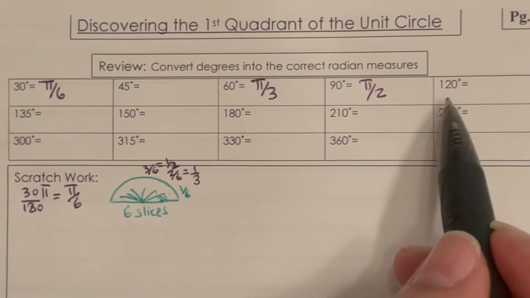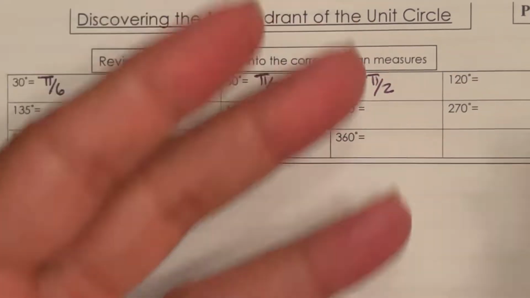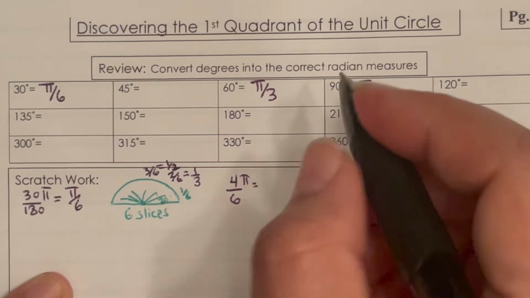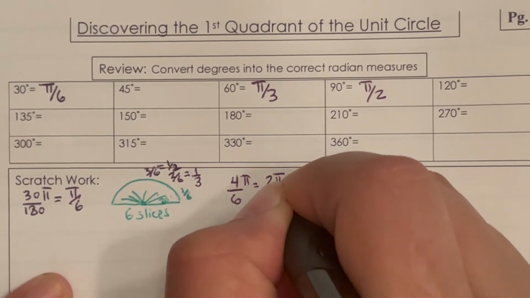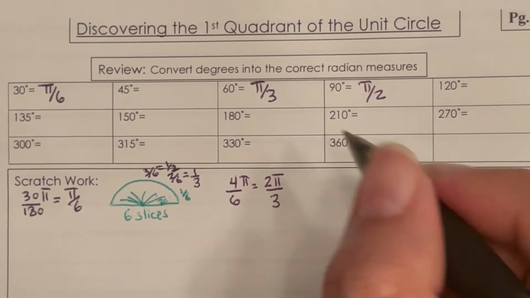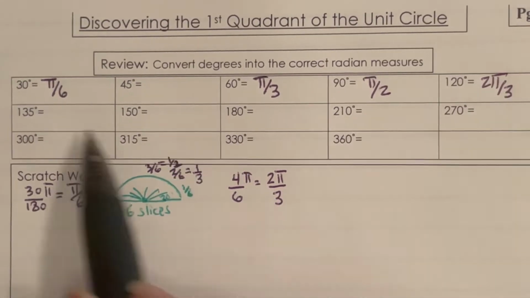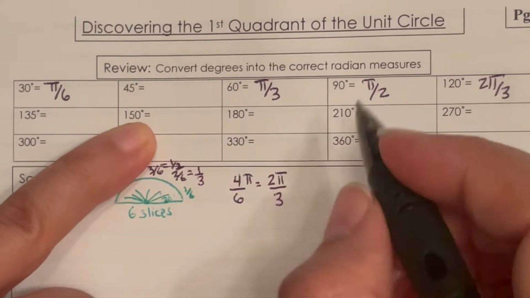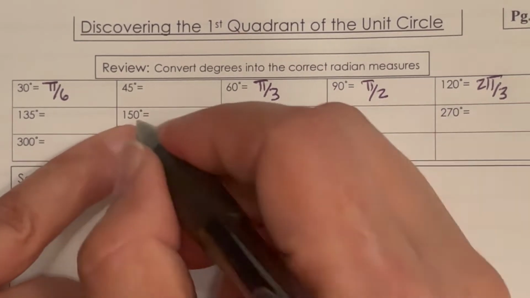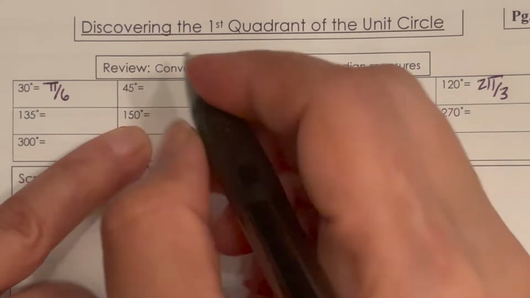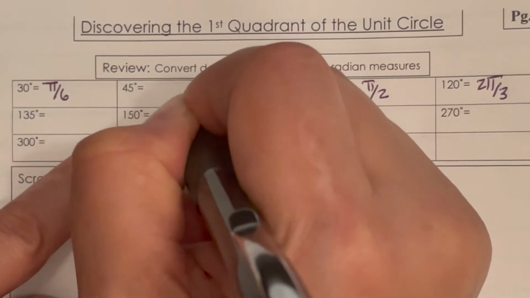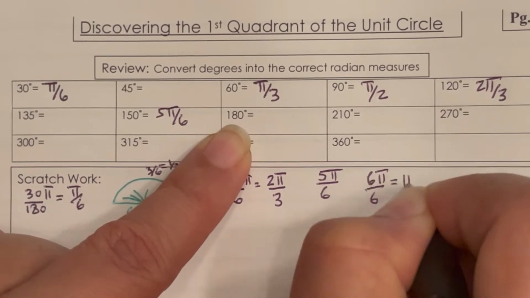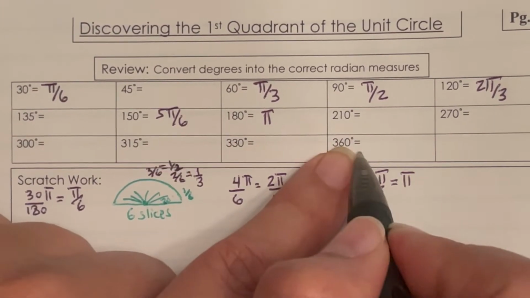120, 3 goes into 12 4 times. So that'd be 4 slices. Again, 4 out of the 6 slices. That would simplify to 2 over 3. So that's 2 pi over 3. Going to skip the 135 because 30 doesn't go evenly into that. Let's go to 150. 3 goes into 15 how many times? 5 times. So that will be 5 slices. So 5 out of the 6 pi, and it doesn't simplify. 180, 3 goes into 18 6 times, so we're going to have 6 slices. So 6 over 6, which will simplify to pi.